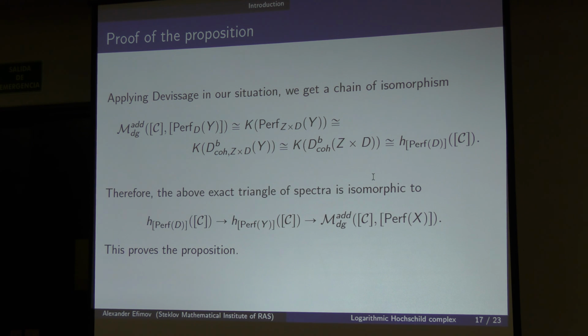And so what we get is just the exact triangle where we have two representable functors, take their value on C, and so their cone is exactly this Hom from C to perfect complexes on X. So this proves the proposition.